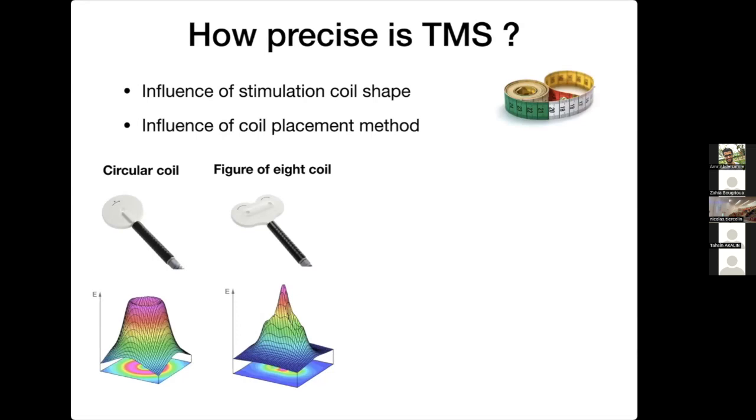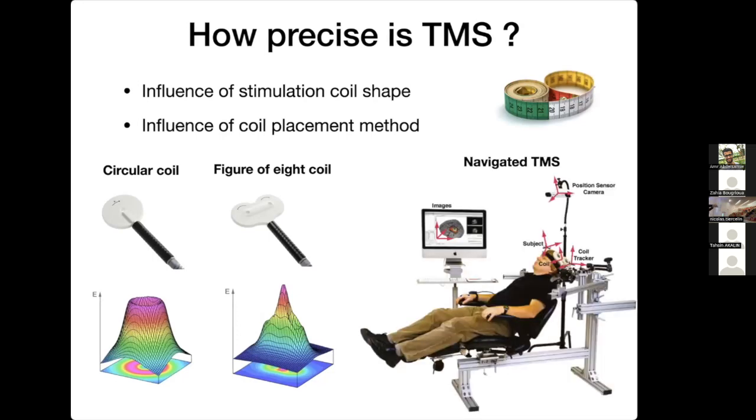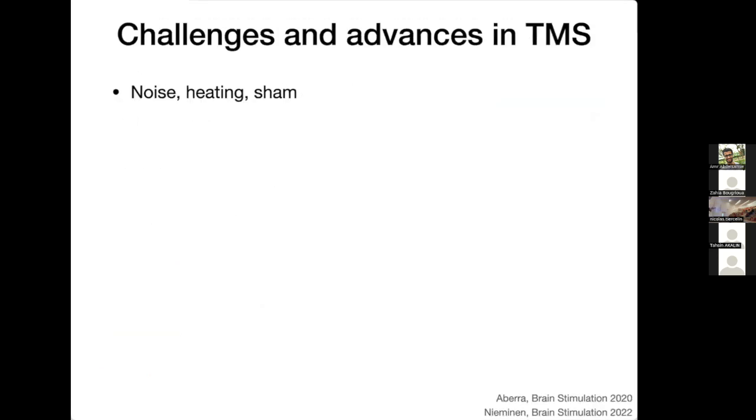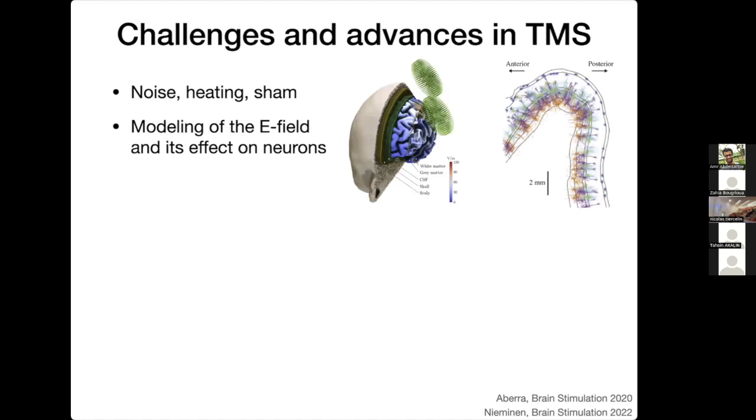So you can have very crude methods, or if you want to do better, you have the subject take an MRI scan, so you get a scan of their head, and then you use a motion tracking system to be able to aim precisely where you want. And even currently, you have robotic systems that are able to track the head. Of course, this is also a field with its own challenges and advances. So the challenges are, for example, the noise and the heating, right? If you do this repetitive TMS, the coil heats up. And sham, meaning that it's very hard to do fake TMS, which is quite important if you want to do double blind experiments.